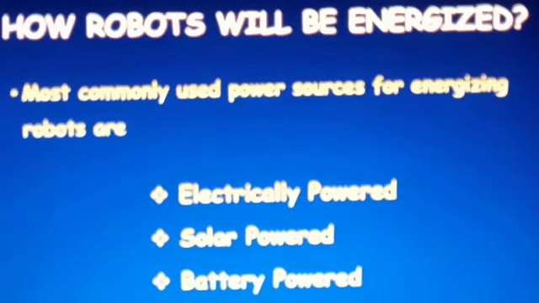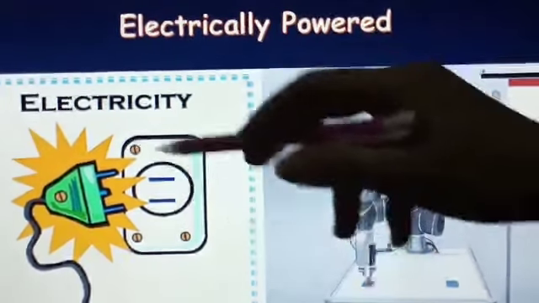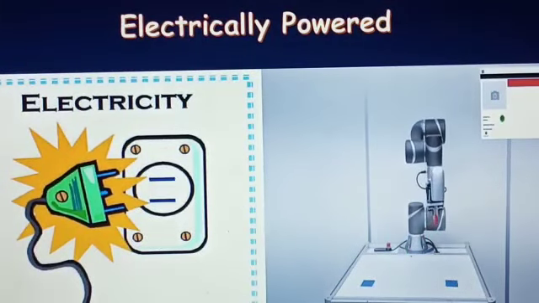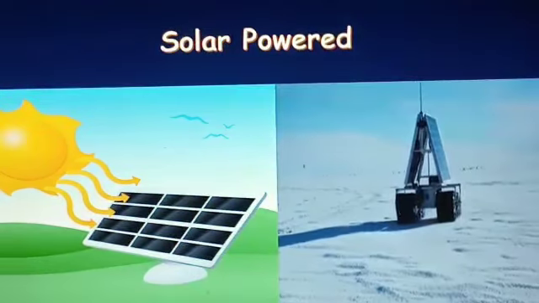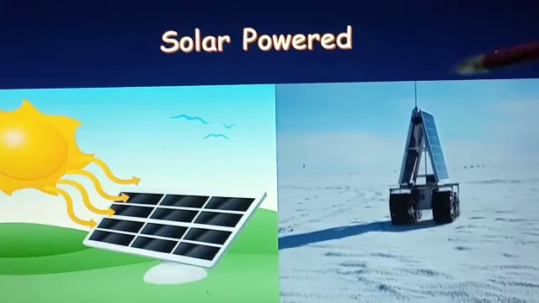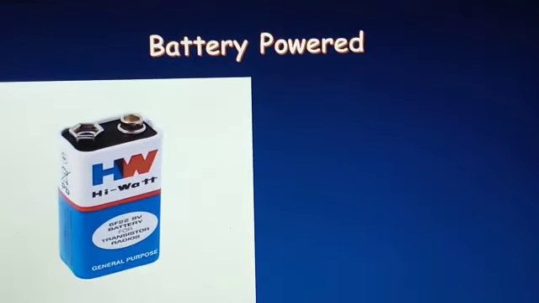Let's see the examples. The first one, electric powered. This type of robot is powered by electricity. The second one, solar power. What is solar power? It is powered from the sun. This type of robot is powered by solar power. The third one is battery powered. This type of robot gets power from a battery.